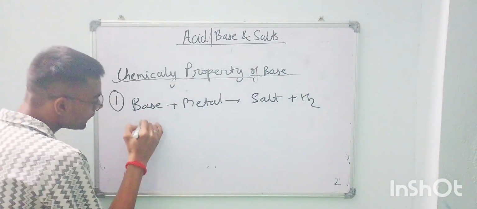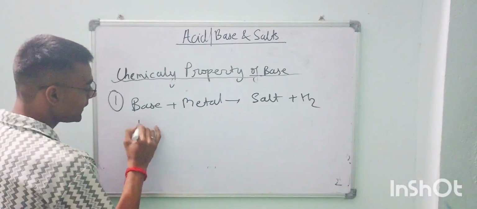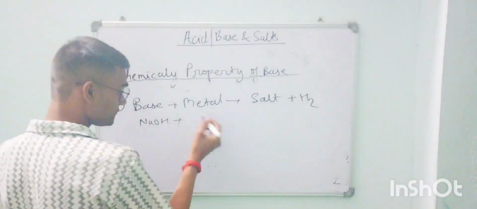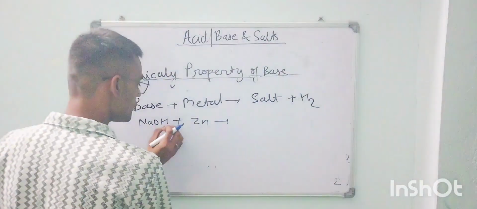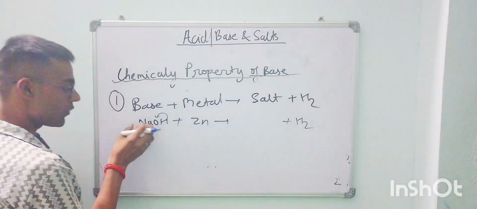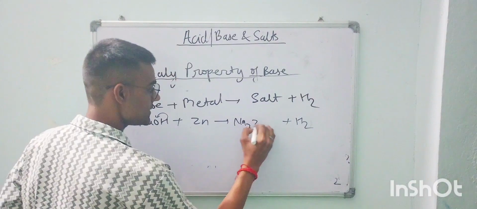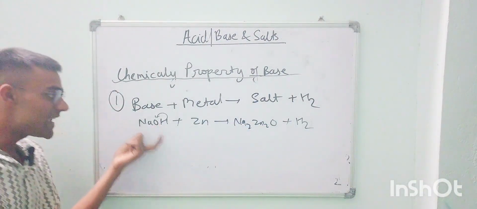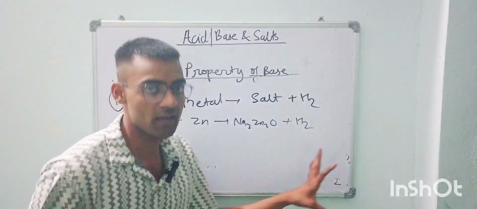For example, we can take the base NaOH plus a metal, and we can take Zn. So it will give H2. We will first separate the H2 from here. Then what is left is Na2ZnO2. Basically, this is a base reacting with a metal, and then there is a formation of a salt plus hydrogen.